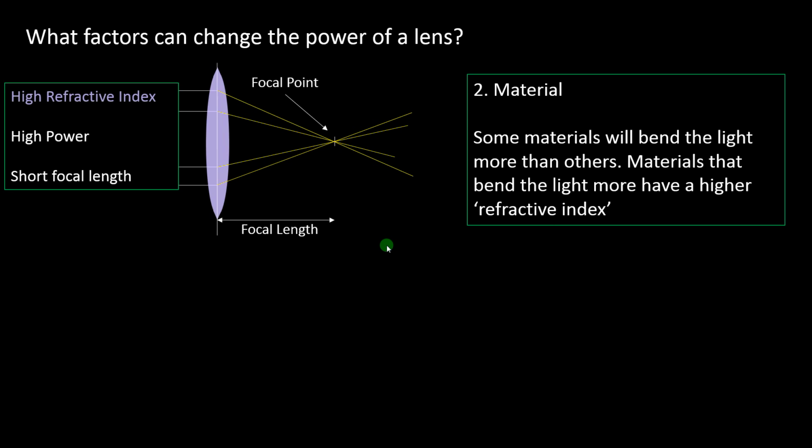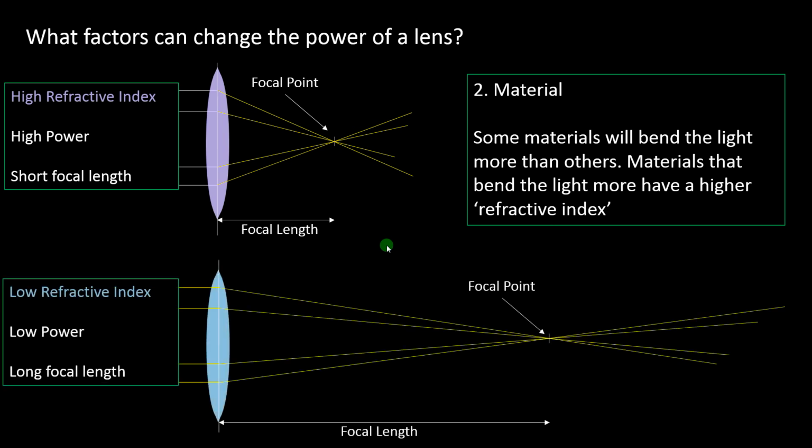So we could have a thin lens, but with a very, what we call high refractive index material, that is still able to change the direction of those rays a lot and therefore focus very close to the lens with a high power. And we can have a different material with a low refractive index, the blue one here, where the same shape of lens will still give us a longer focal length and a lower power, just because we have a different material in the lens.